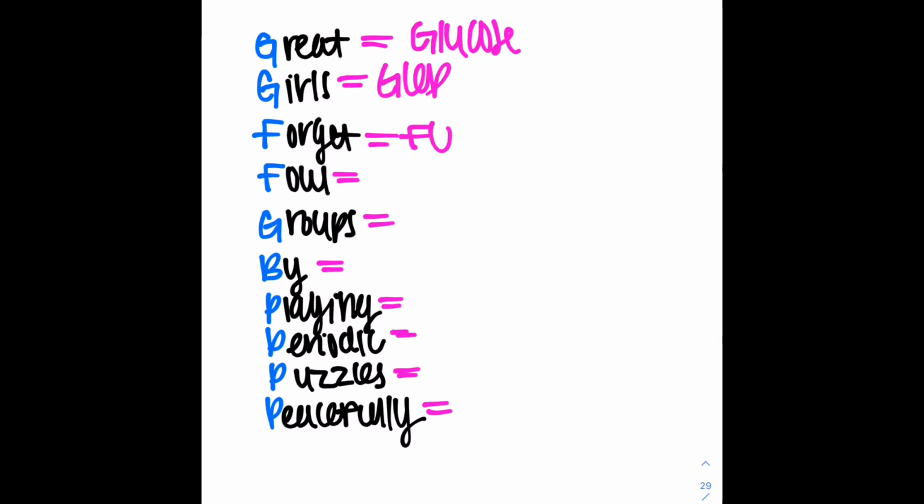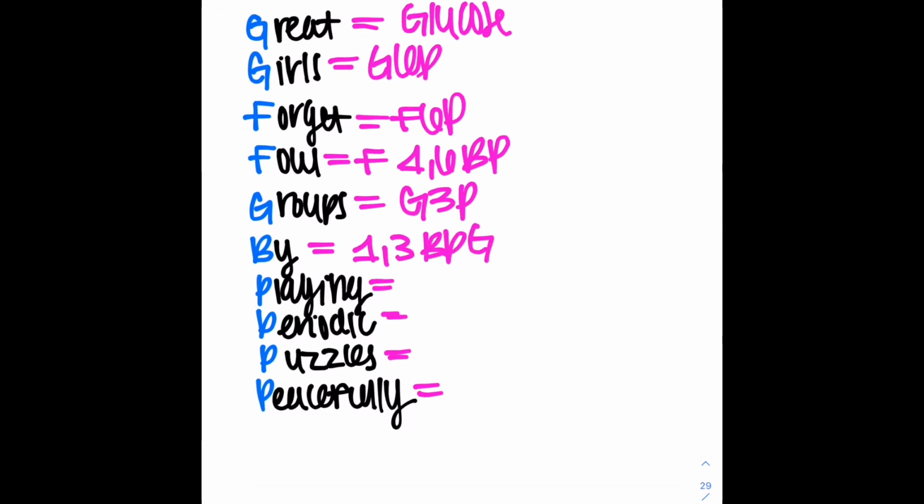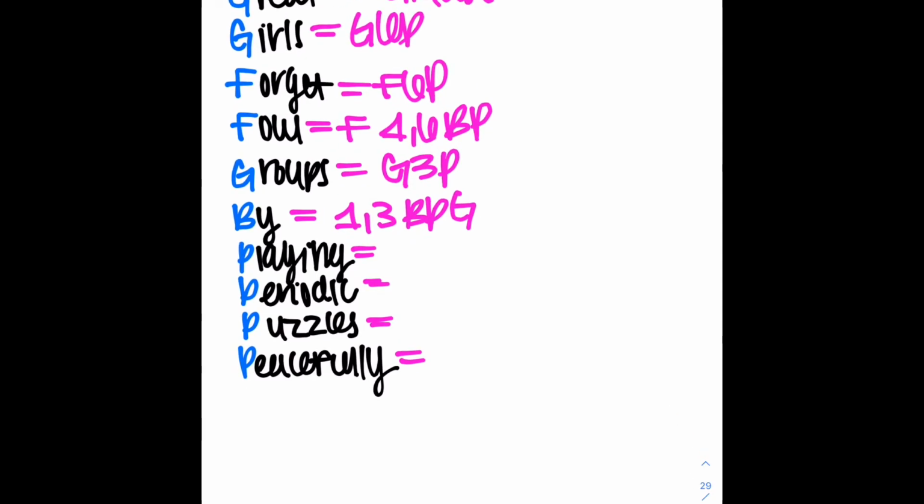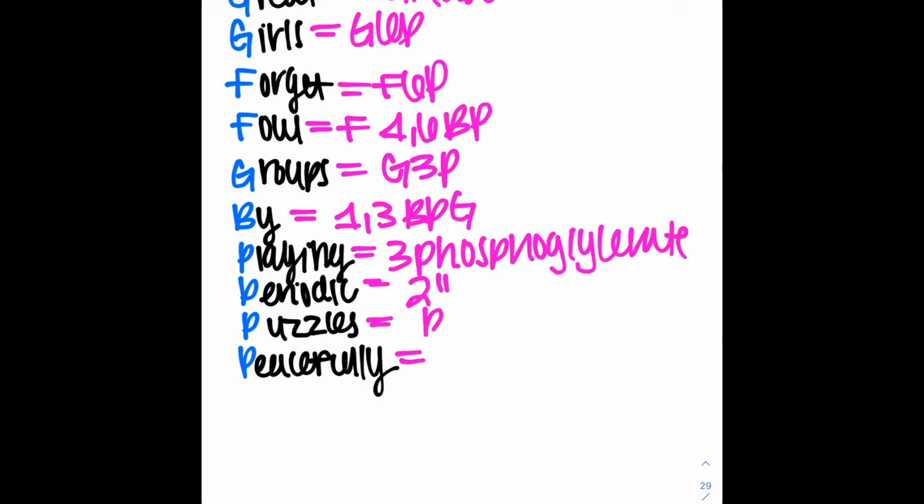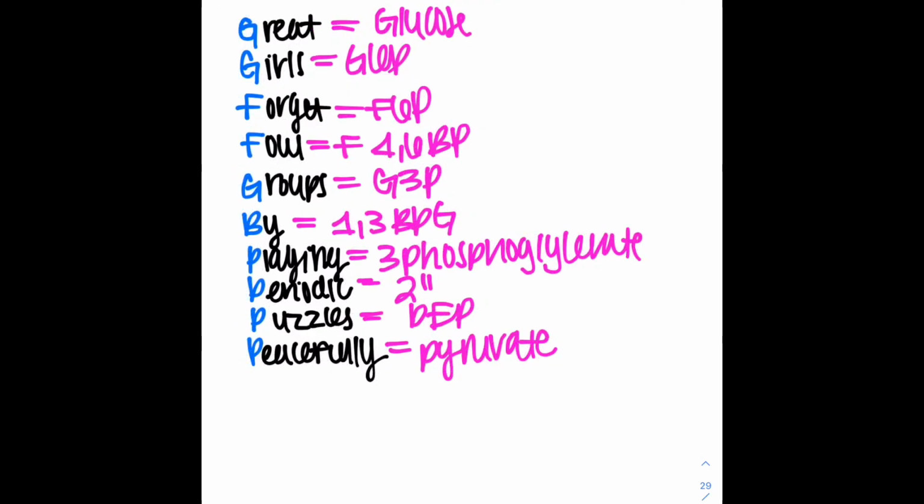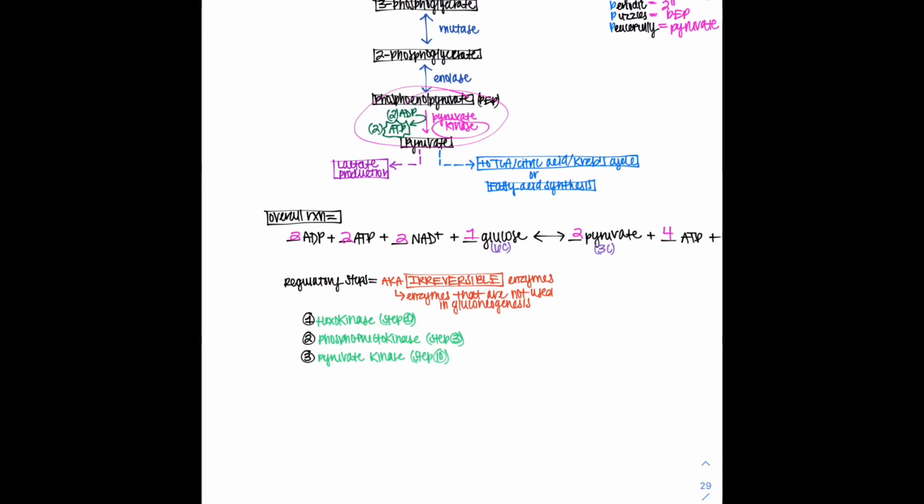Great stands for glucose, girls stands for glucose 6-phosphate, forget stands for fructose 6-phosphate, foul stands for fructose 1,6-bisphosphate, groups stands for G3P, by stands for 1,3-bisphosphoglycerate, playing stands for 3-phosphoglycerate, periodic stands for 2-phosphoglycerate, puzzles stands for phosphoenolpyruvate, and peacefully stands for pyruvate.